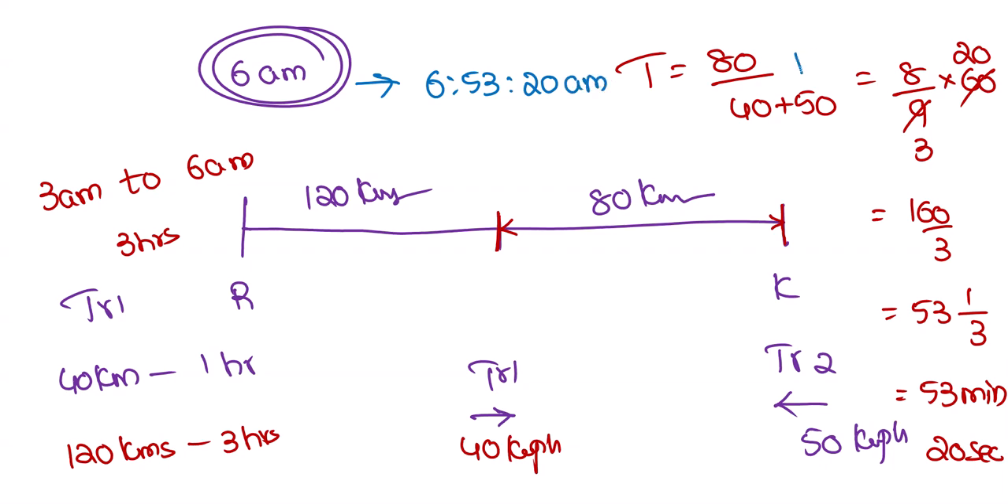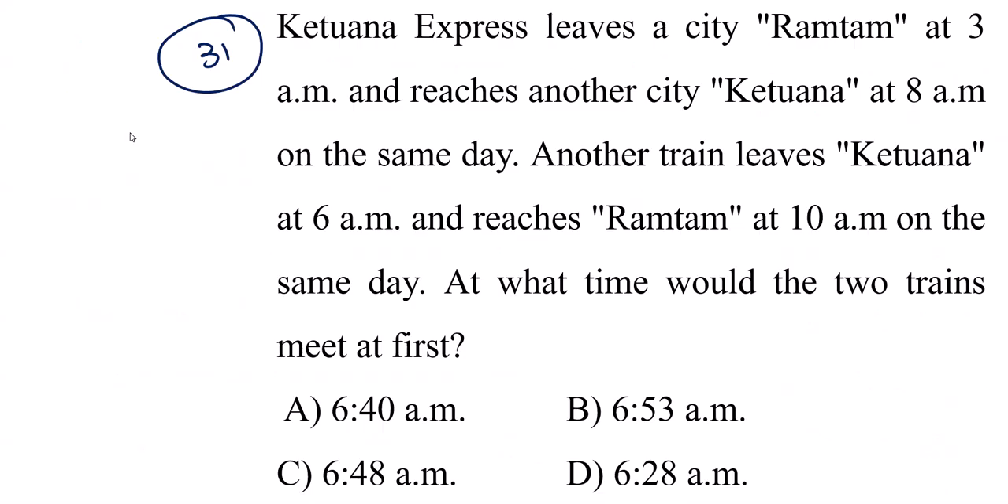This is in hours. Now we convert into minutes, then minutes to seconds also, one third of a minute. A minute is 60 seconds, and 60 divided by 3 is 20, which is 20 seconds. So 6:53:20. Yeah, 6:53:20 is required, but fine, among the options, that's the closest, right?